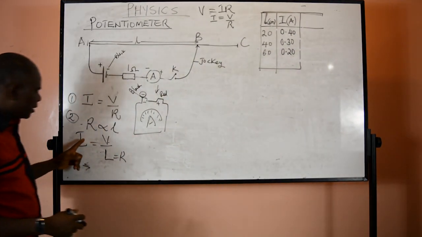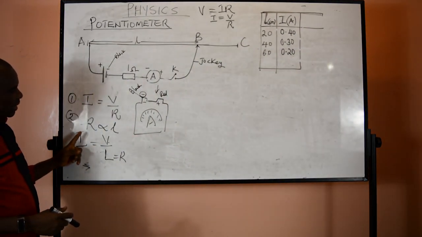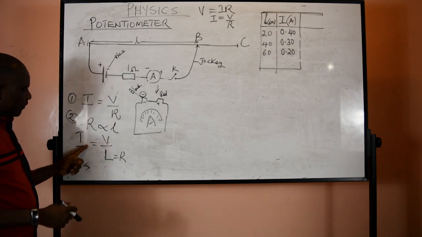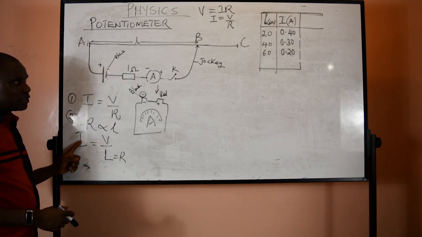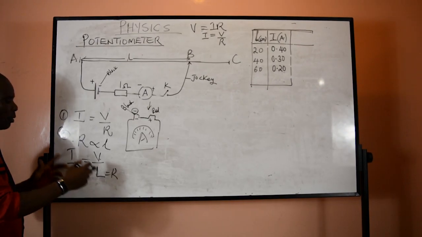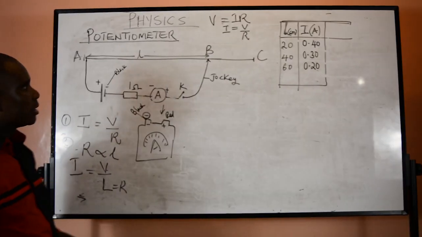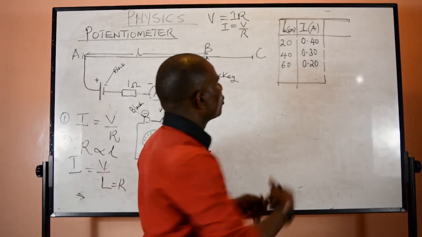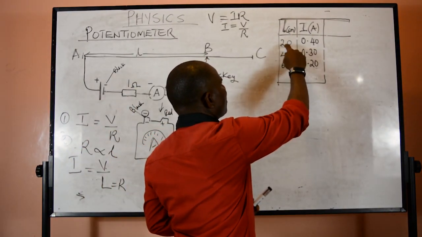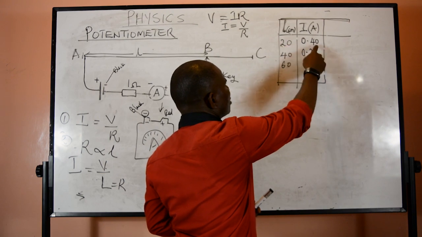Remember, I said that the length is inversely proportional to the current. So as the length is increasing, what will happen to the current? The current must be dropping. So let's see whether that relationship holds in this experiment, what we did just now. So when I place it on the 20 centimeter mark, this was the current.